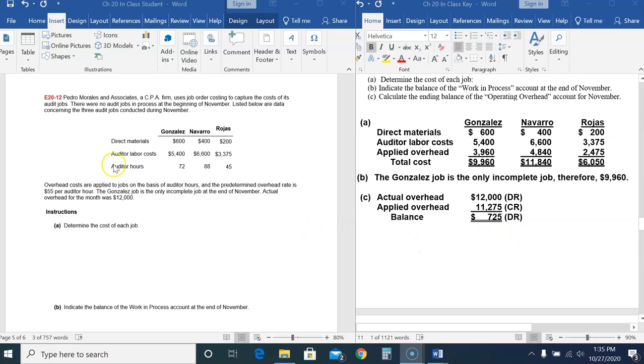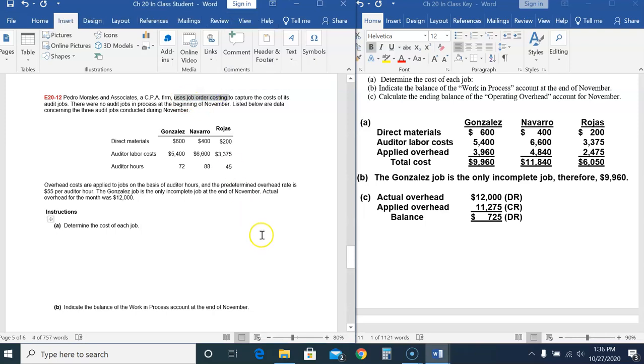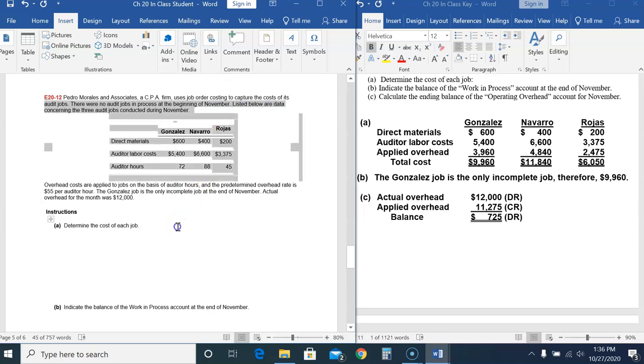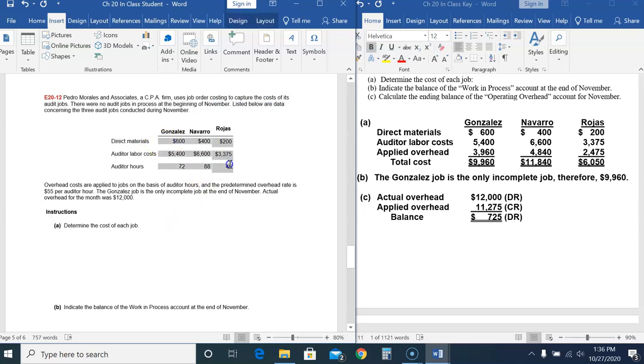Okay, let's continue working with these concepts. Pedro Associates is a CPA firm. They are using job order costing to capture the cost of its audit jobs. There were no audit jobs in process at the beginning of the month. And then this is the data for 3 audit jobs that were completed during the month.